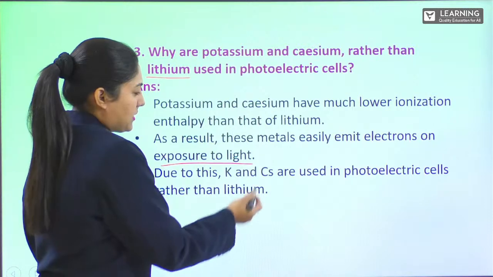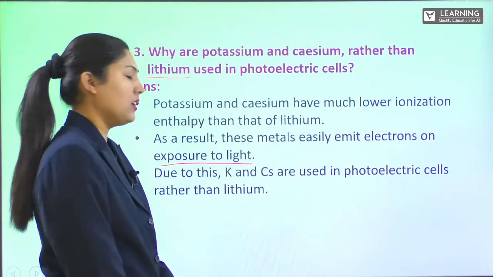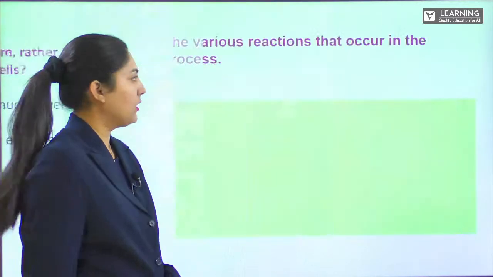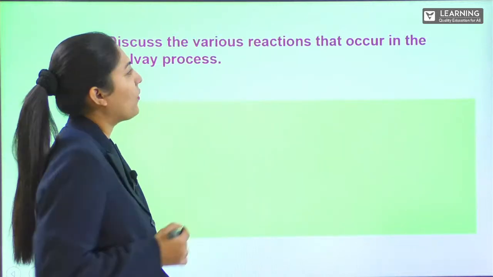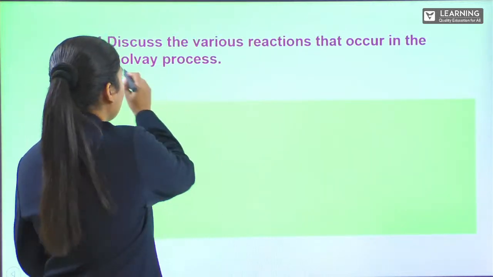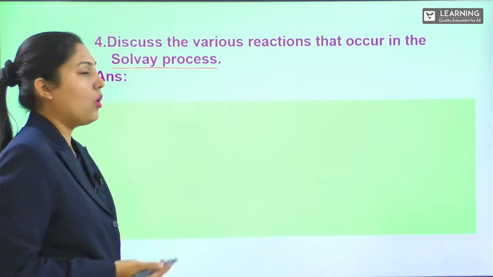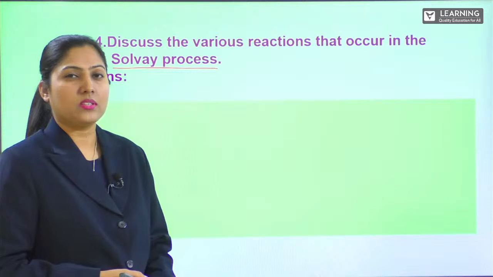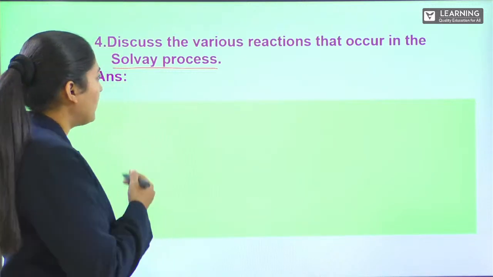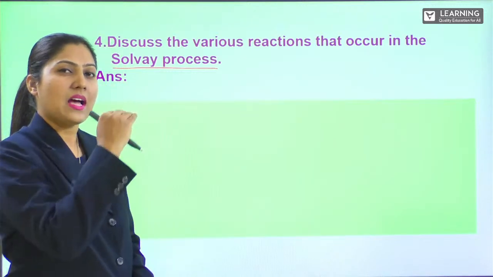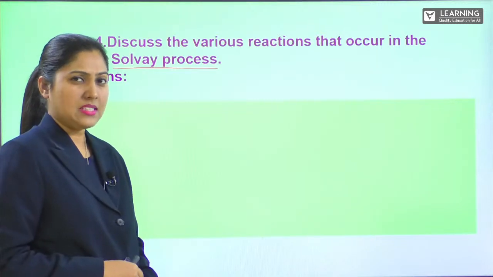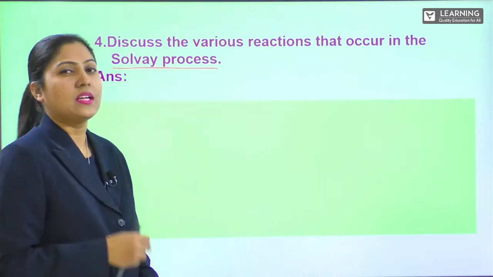Due to this, potassium and cesium are used in photoelectric cells rather than lithium. Next, discuss the various reactions that occur in Solvay's process. Since this is very important in the production of chemicals, we have studied this Solvay's process, right? What are the steps of the Solvay's process? We have already studied this.